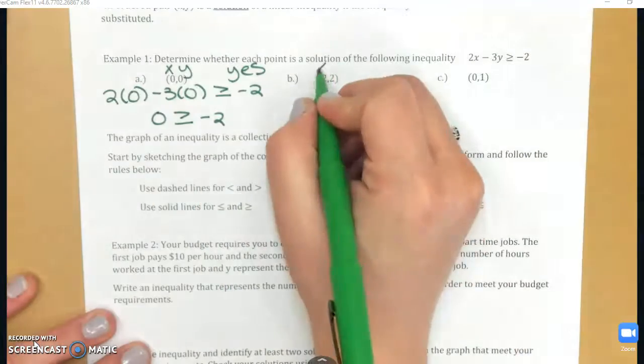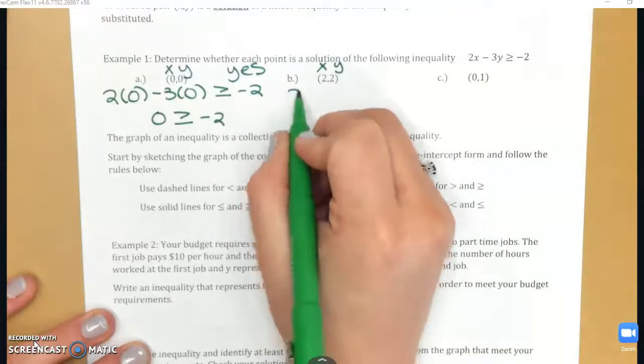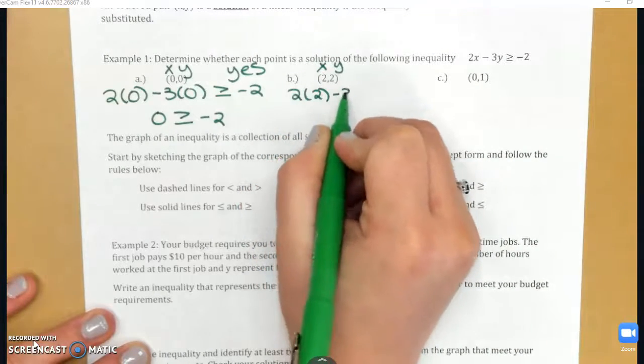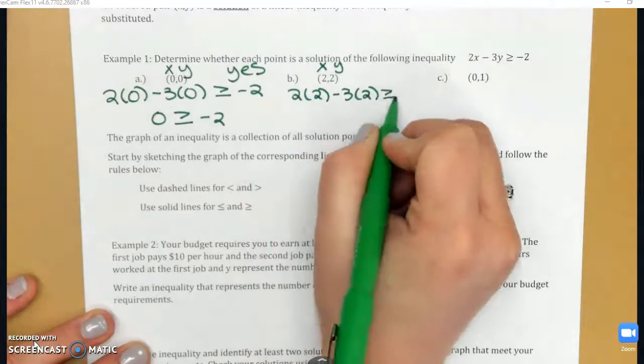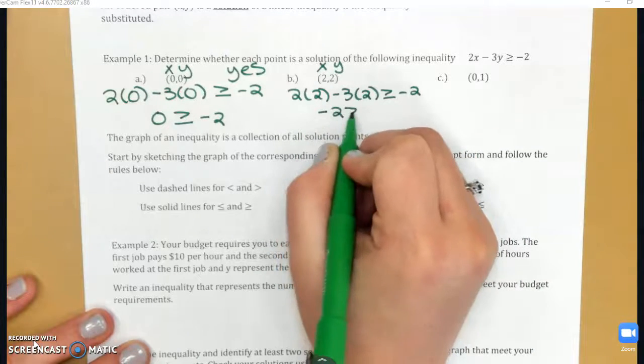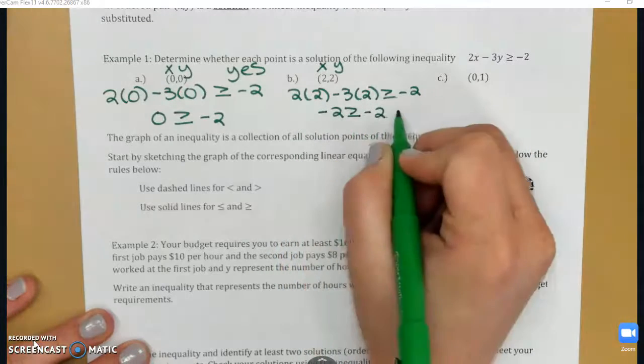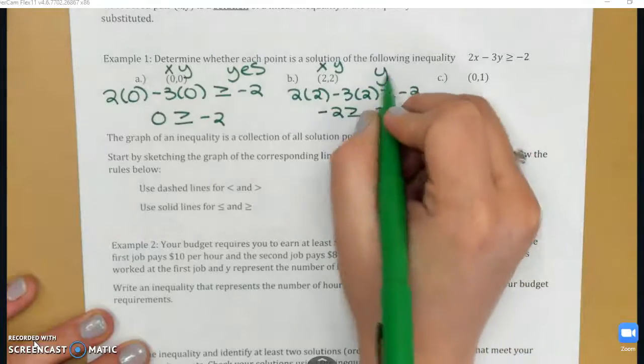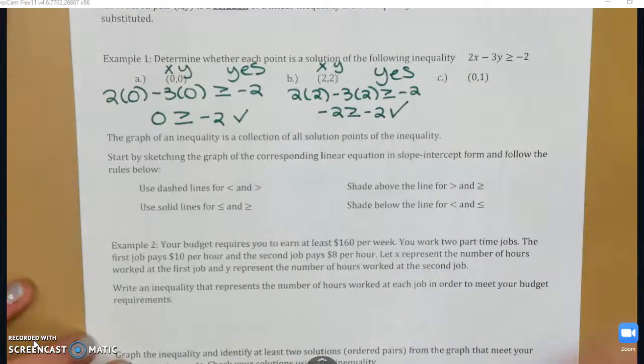Let's look at (2, 2). If x is 2 and y is 2, 2 times 2 minus 3 times 2. So that's 4 minus 6, which is negative 2. Negative 2 is greater than or equal to negative 2, so yes, that is a solution.